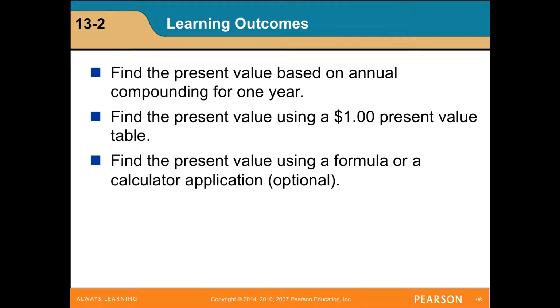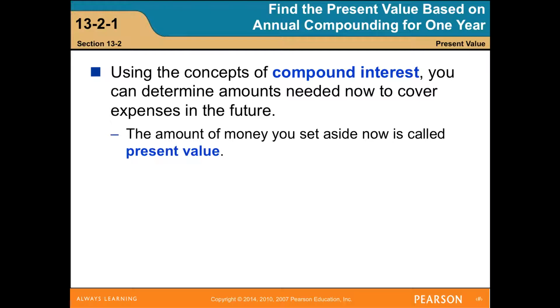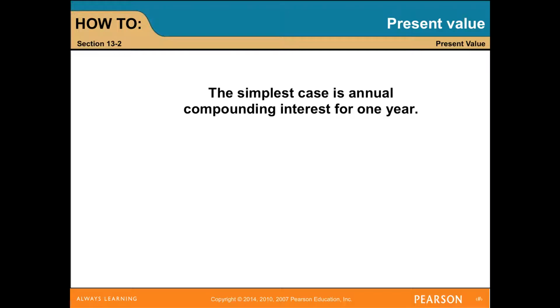Learning outcomes 13-2: find the present value based on annual compounding for 1 year. Find the present value using a dollar present value table. Find the present value using a formula or calculator application, which is optional. Using the concepts of compound interest, you can determine amounts needed now to cover expenses in the future. The amount of money you set aside is called present value.